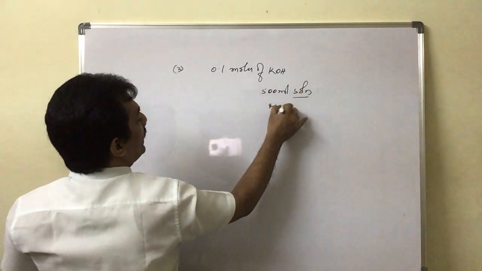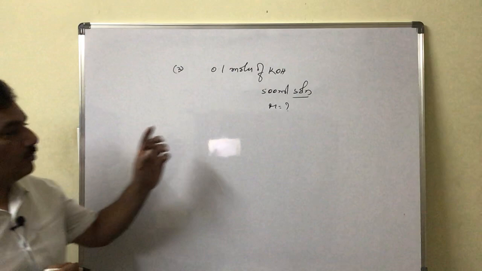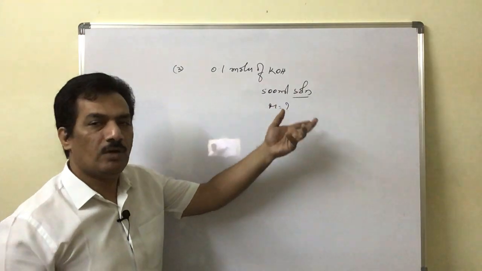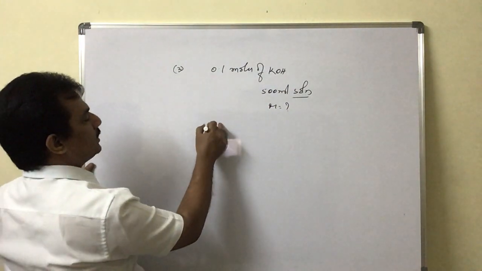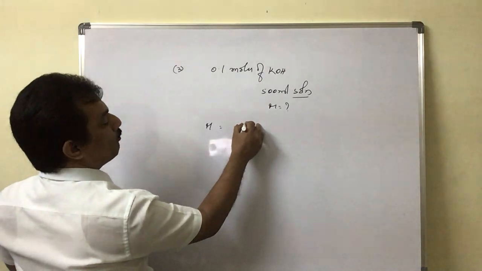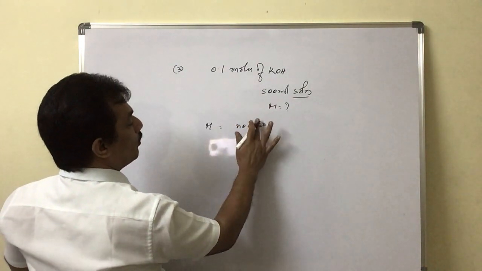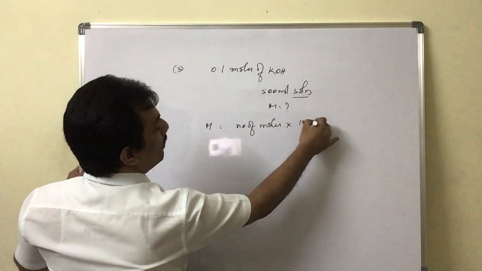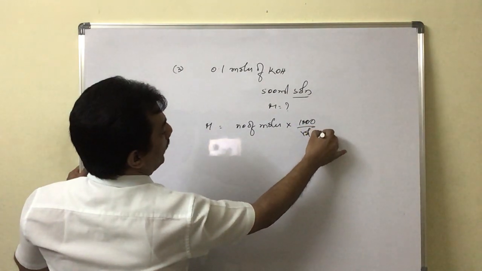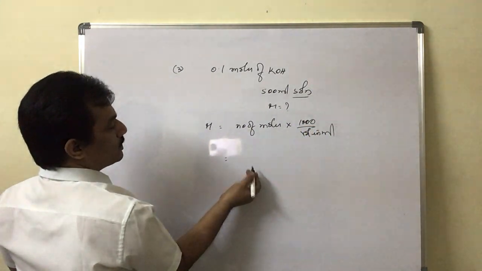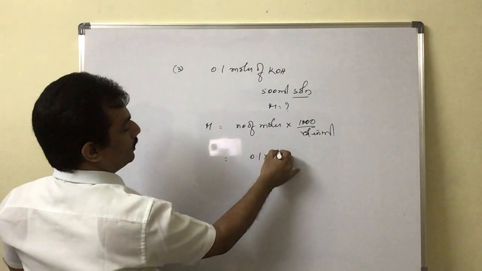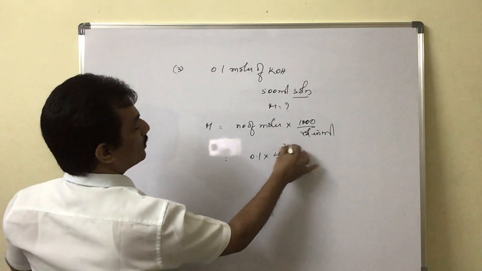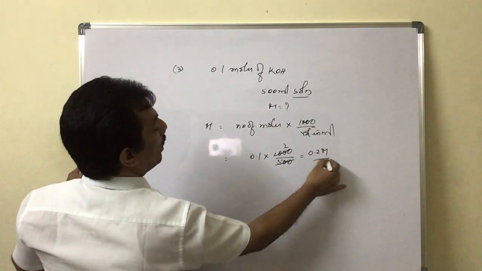Then what is the molarity? Here they are providing the moles and volume in ml. Then what is the formula to calculate molarity? Molarity is equal to number of moles of solute into 1000 by volume in ml. So here number of moles is 0.1, into 1000, volume in ml is 500. So this is nothing but 0.2 molar.